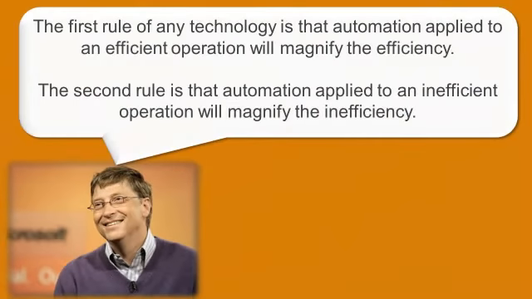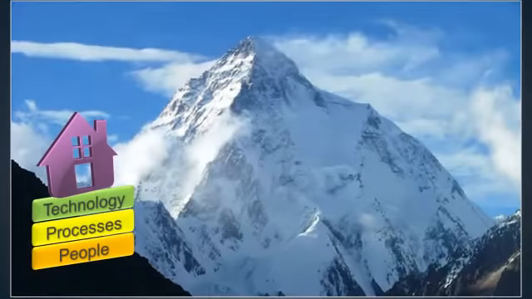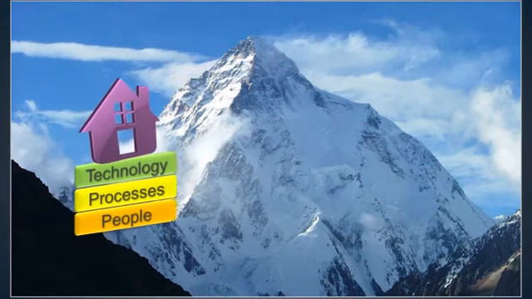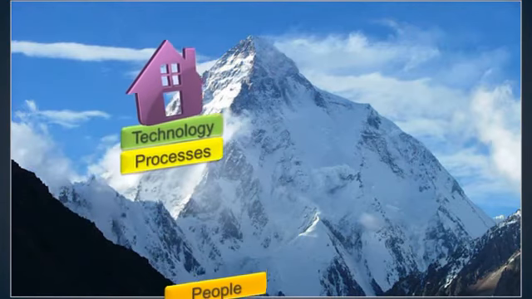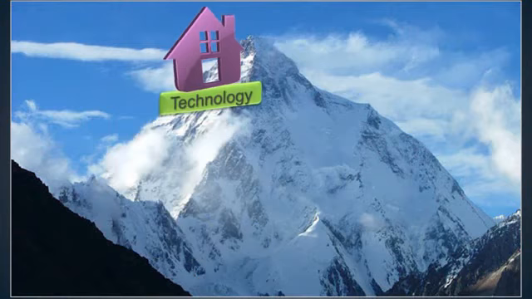Bill Gates once said, "The first rule of any technology is that automation applied to an efficient operation will magnify the efficiency. The second rule is that automation applied to an inefficient operation will magnify the inefficiency." It is important to remember that the information technology being used is simply an enabler that can take the business, its processes and management to new heights. It can create new, faster and more effective businesses if used correctly, but it can't fix broken processes.